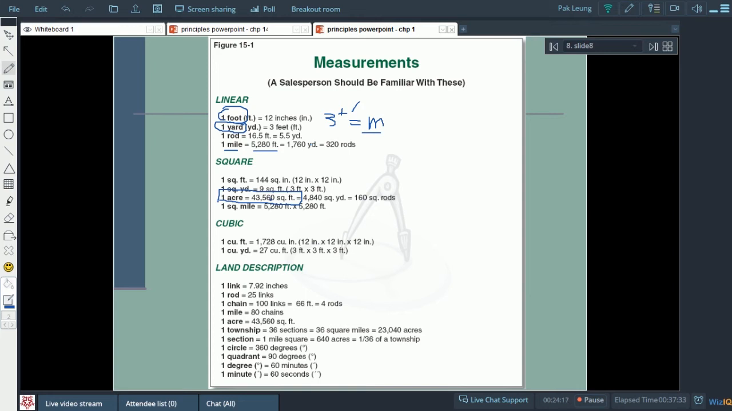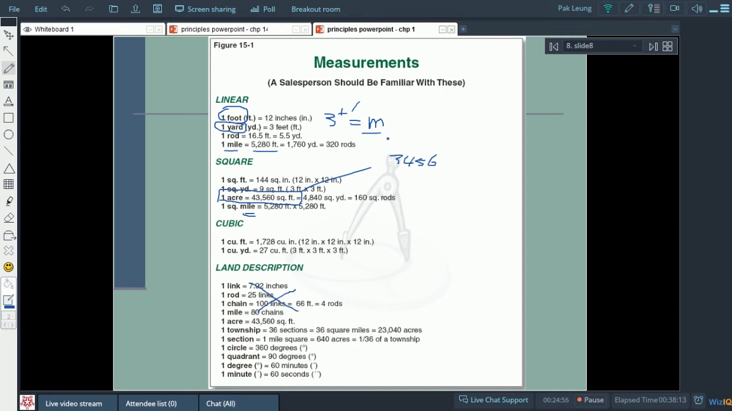Now remember I said 1 acre, 1英亩的话等于43560方尺. So this is the 3, 4, 5, 6, you have to remember that number. 43,560 square feet in 1 acre. And then the 1 square mile is 5,000 times 5,000.